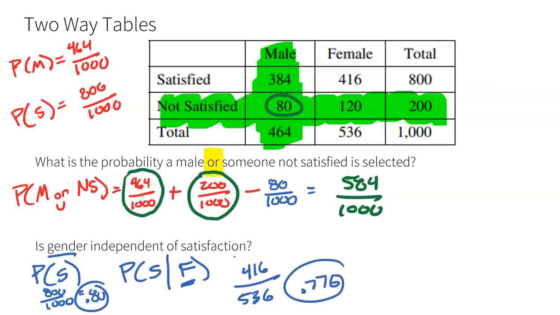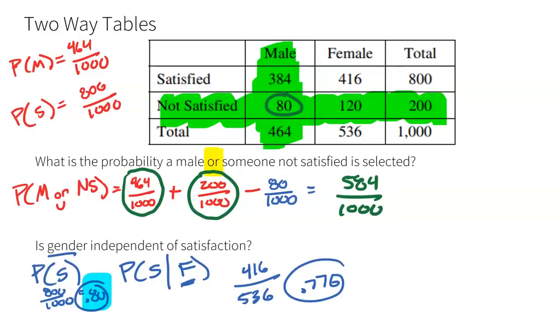So because these are not equal, right? The probability of satisfied is 80%. The probability that you're satisfied if you're a female is 77%. This actually shows me that if you're a female, you're slightly less likely to be satisfied. These numbers need to be the same to have independence, to prove that being a female or a male had no change on being satisfied. It should be 80% either way. Well, here it is a little bit less if you're a female. So that's another very good, very simple question for the AP exam.